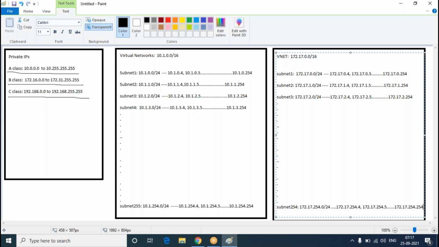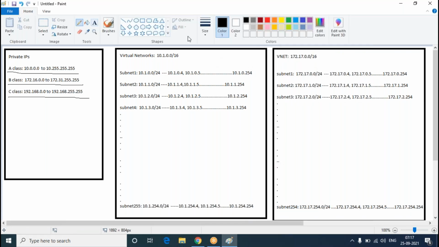172.17.254.254. Right. So, guys, in the heading you have given /16. What is it? It is the heading of the VNet. Why /16 there and /24 down? Wait, I'm going to talk about that.